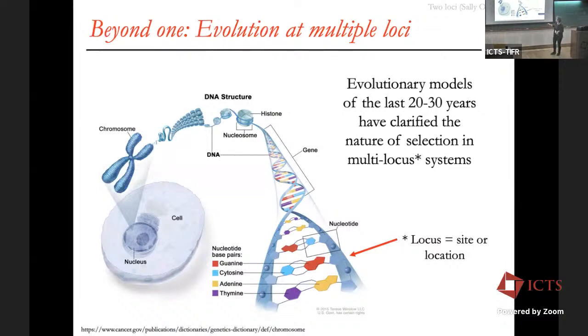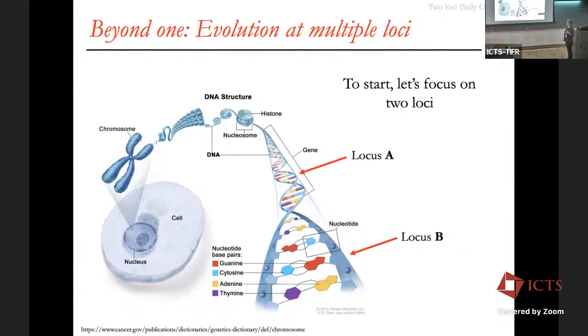So just to orient us, I'm going to talk about locus. That's the same root as location. It's the site under selection. So I'm going to talk about multi-locus models, multiple sites under selection. And to build up the math, I'm going to focus on two loci, A and B, with two alleles each. That's the simplest multi-locus model we can consider.